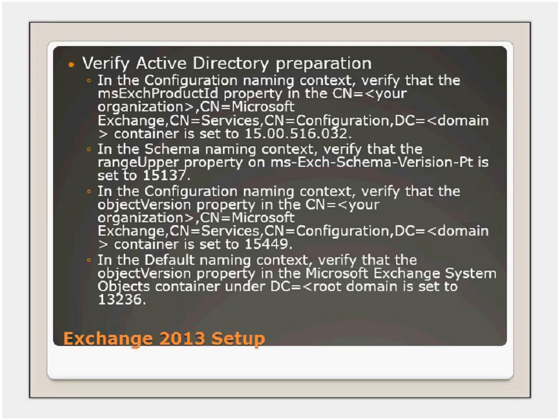It will have multiple versions, but that should have 15.0.0.516.032 added there. And the schema version should be 15137, and the configuration naming context should be 15449, and the default naming context should be 13236. If you find these, your AD is good to go with an Exchange setup.